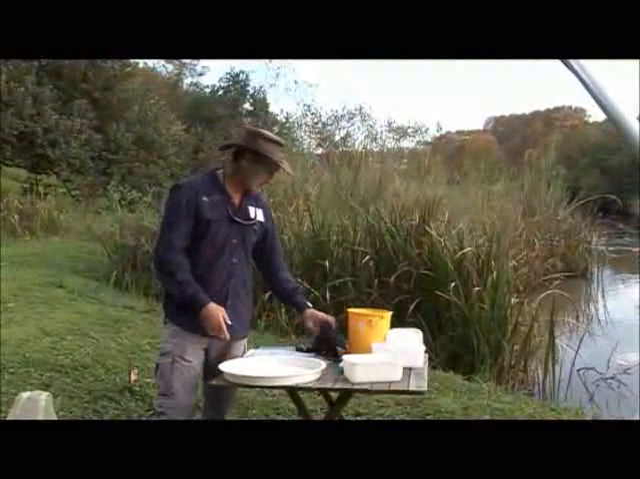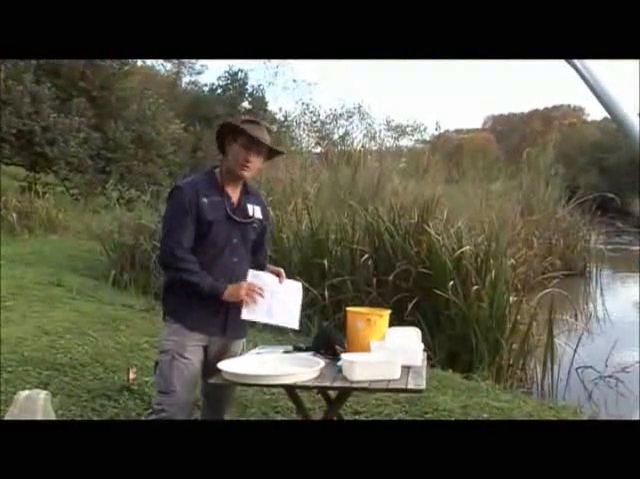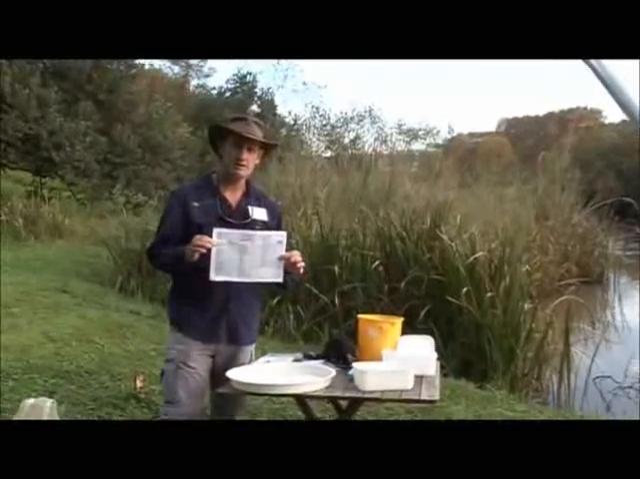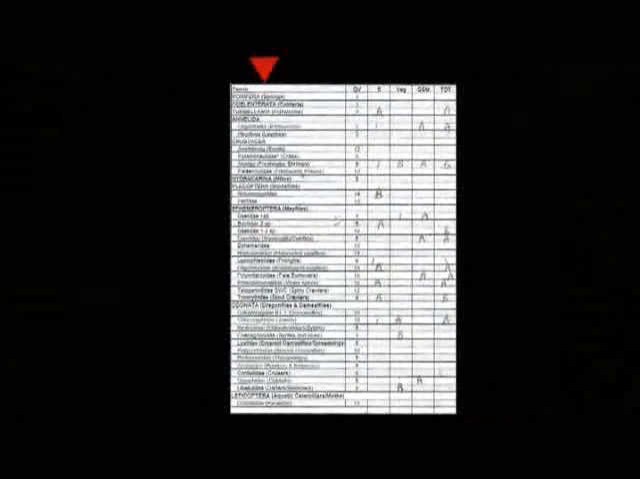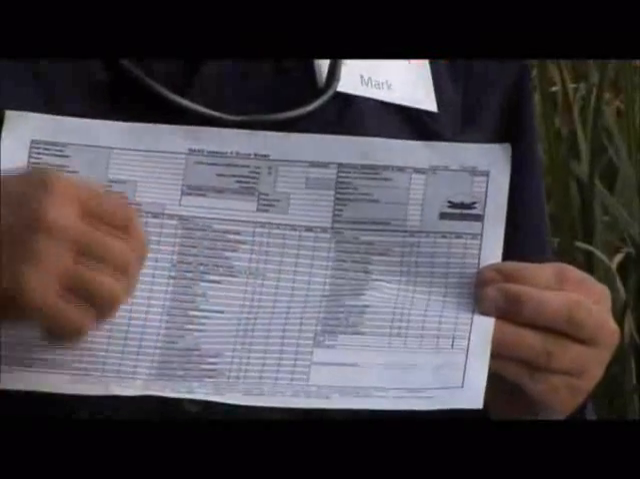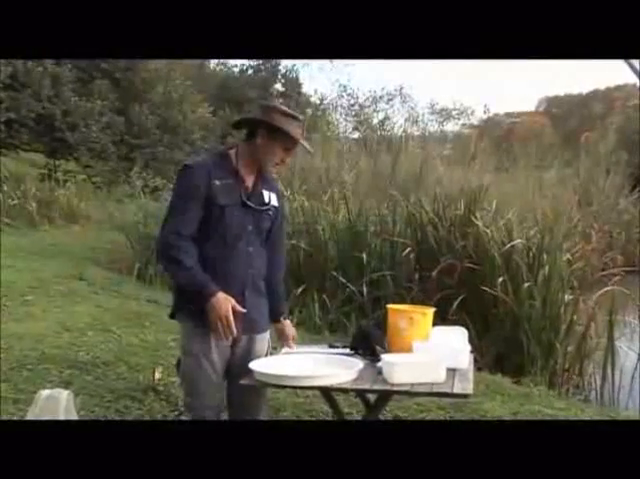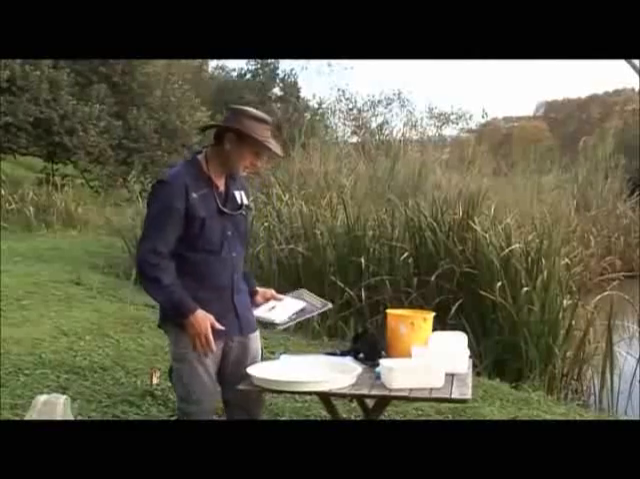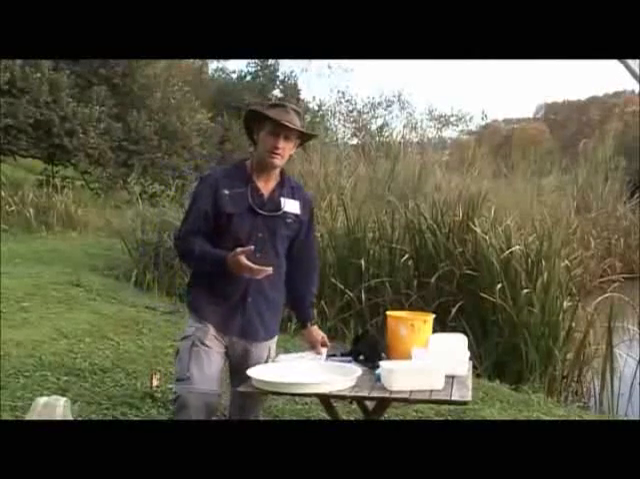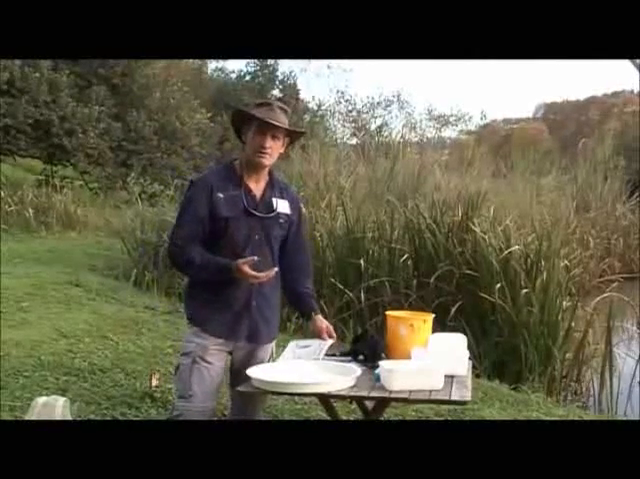The key thing next is that you would require the standard SASS5 datasheet, which has the families on it, the quality values, and the different biotopes that you've sampled, and is where you would record what you've found at this site.